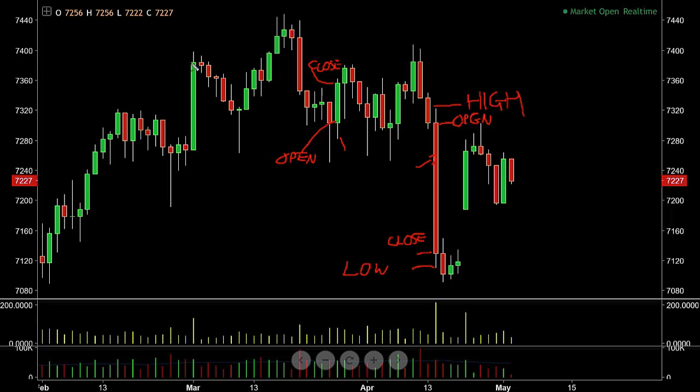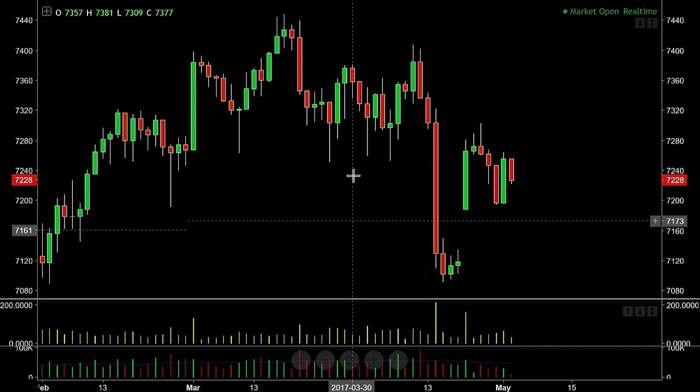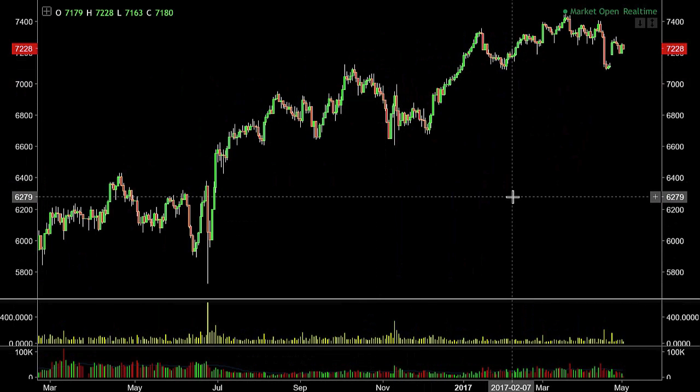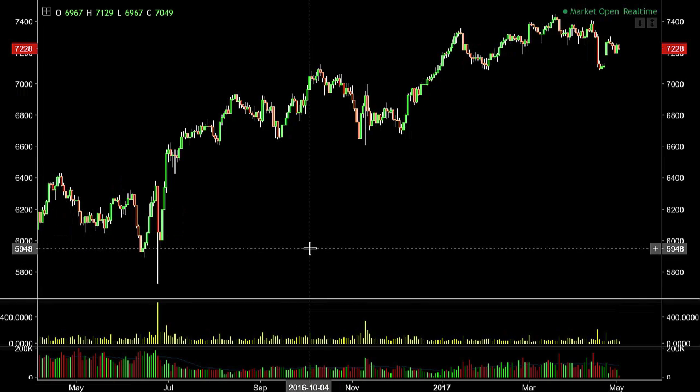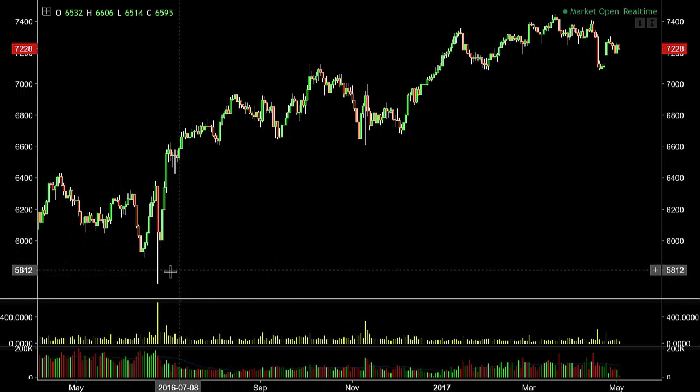This could well have been a green candle. We could have opened up down here and closed up here, but in actual fact we opened here and closed down here. That's why it's a red candle, giving us a little bit more insight into exactly what's gone on. And then very similarly to our bar charts, we can scroll out and look at the daily chart. Again, we get information that we wouldn't normally get with a line chart.